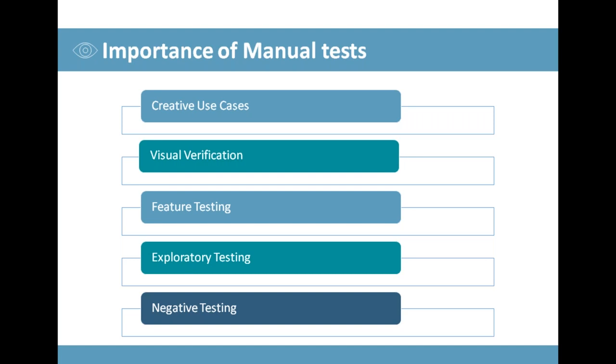And of course the last one is negative testing. It can be done more rigorously via manual testing as compared to automation testing, and on the fly we can create more such scenarios and do the testing. So these are some of the key points because of which manual testing is still of prime importance, though the entire industry is moving towards automation testing.